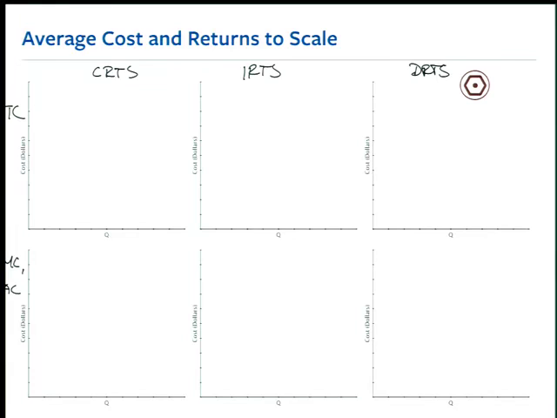So if you want to double outputs for a constant returns to scale technology, what happens to your total costs? They double, right? Because we said doubling inputs doubles costs, and that also doubles output. So doubling outputs for a constant returns to scale technology doubles costs. So the total cost curve for a constant returns to scale production function is a straight line.